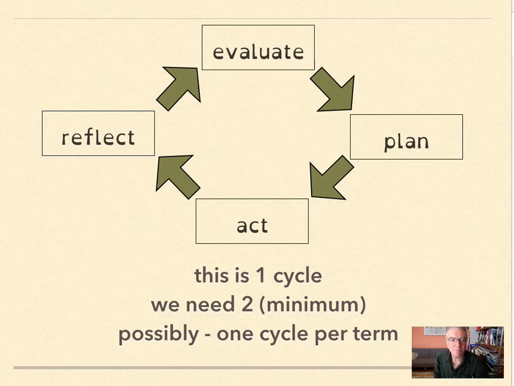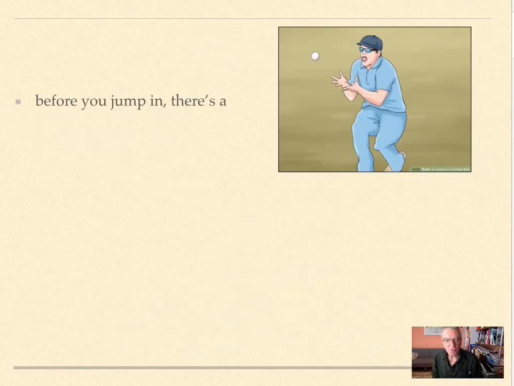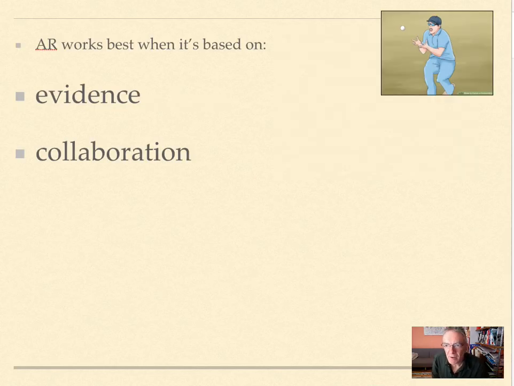Hopefully that makes sense. Okay, so once you grasp the idea that you can identify something in your own practice that you want to change, it's very tempting to just jump in and go, "Oh, well, I'll try this, or I'll change that." But unfortunately, there's a catch. Action Research works best when there are 2 threads that run through it: one is evidence, and the other is collaboration.